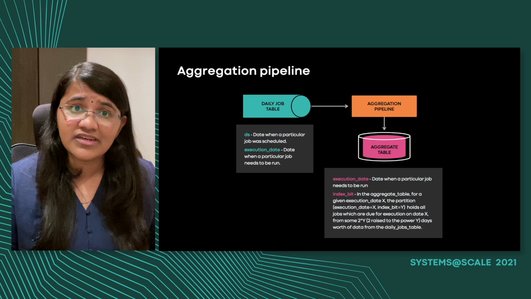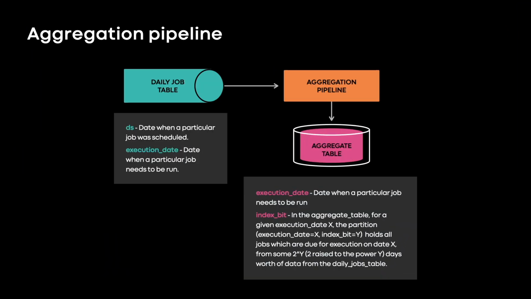Now, the execution date definition remains the same. The index bit is the most interesting part. Let's assume the index bit we are talking about is Y. It holds all the objects which are due for deletion at a given execution date from some 2 raised to the power Y days worth of data from the daily job table. Let's understand this better with an example.